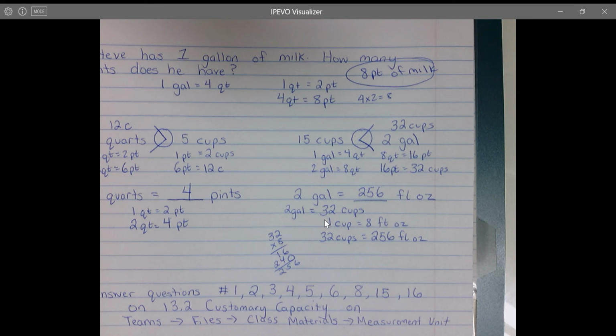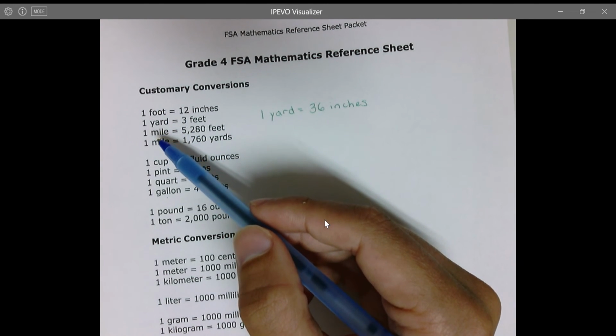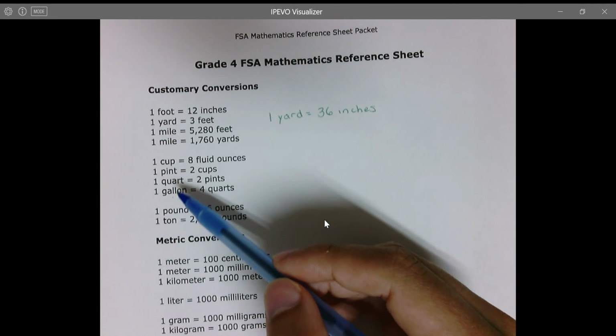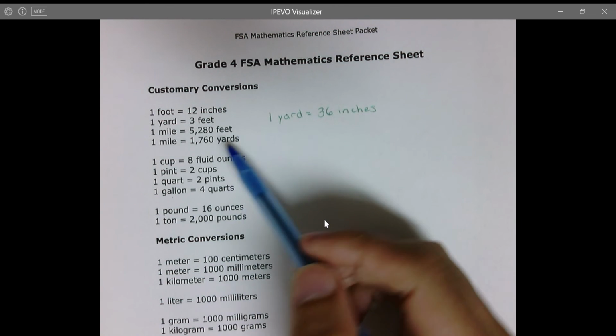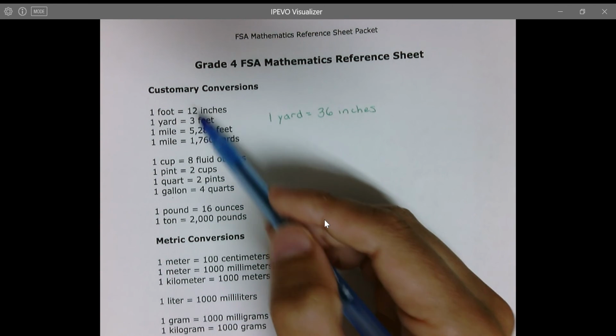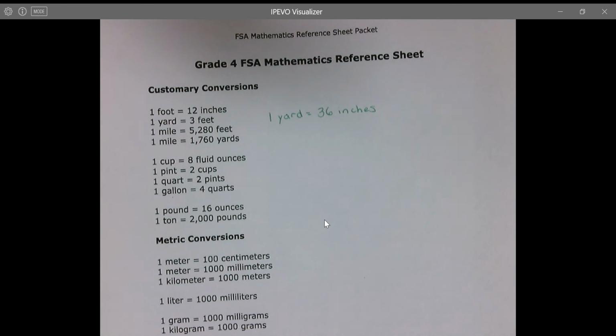All right, so this is very similar to what we did yesterday, with a similar thought process. The only real difference is instead of using feet, yards, and miles, we're now using cups, pints, quarts, and gallons. These numbers are all over the place, so that's pretty common in the customary system.